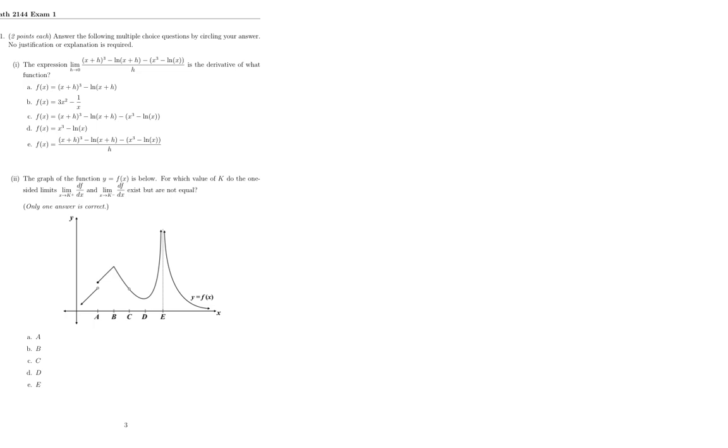The first problem is a multiple choice, and it says the expression, and it gives an expression, is the derivative of what function? When we are looking at this expression, we want to compare it to what we know as the definition of derivative, which is that f prime of x is equal to the limit as h goes to 0 of f of x plus h minus f of x all over h. And so I just want to match the different parts.